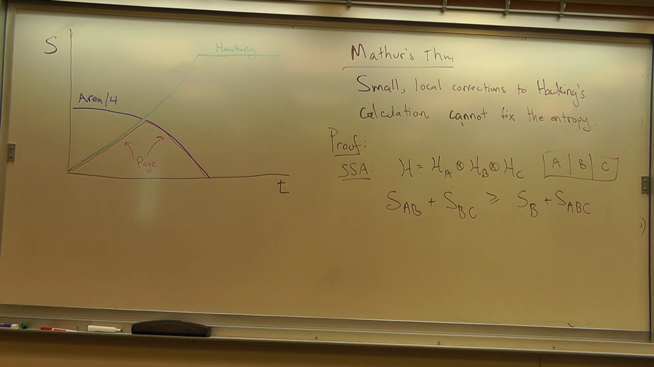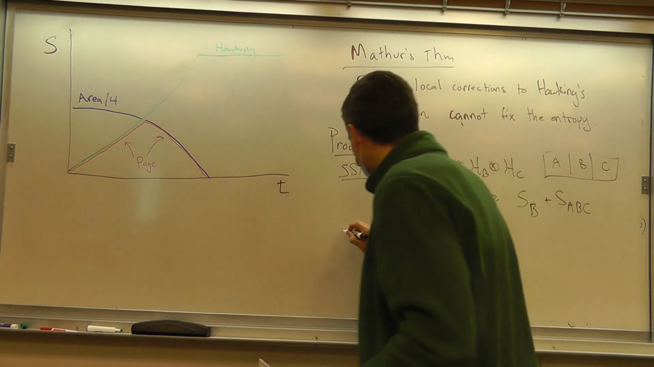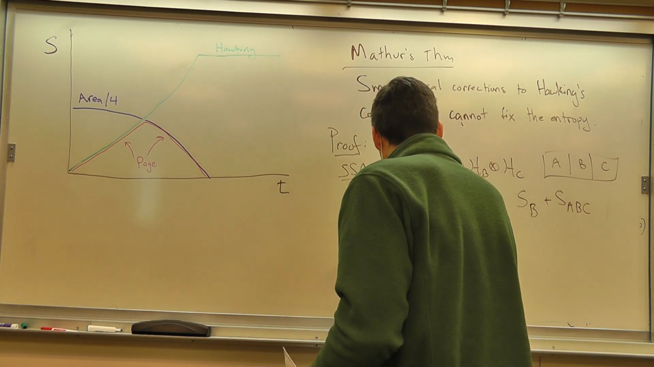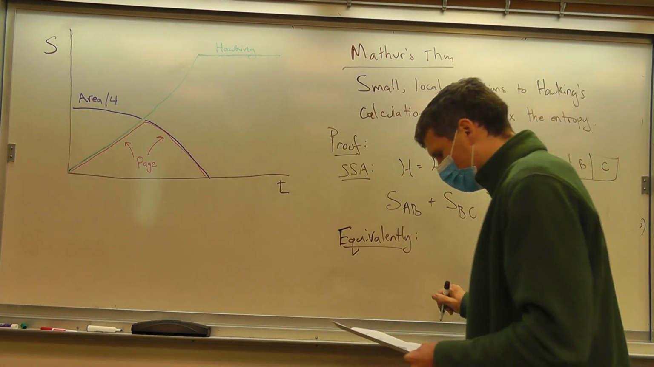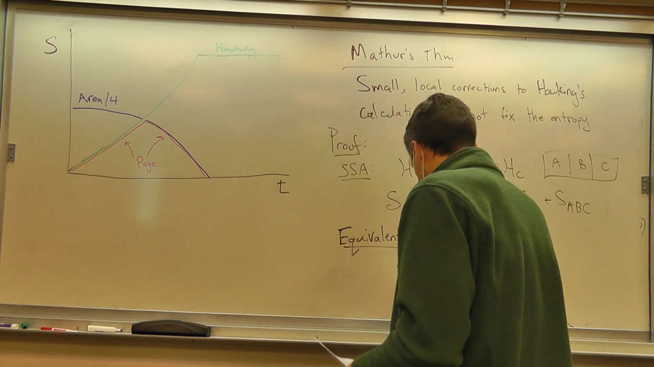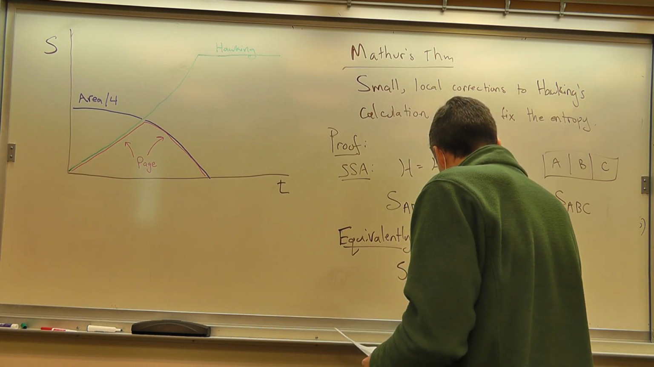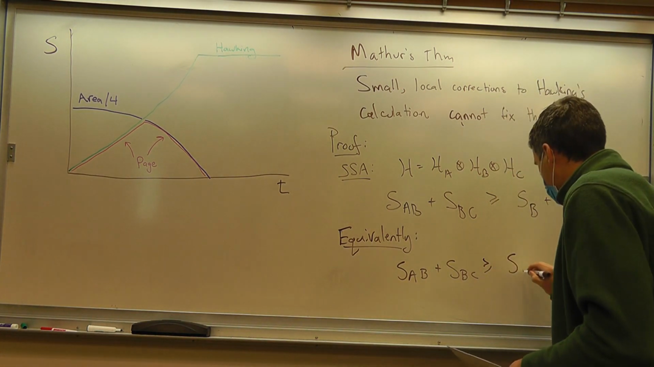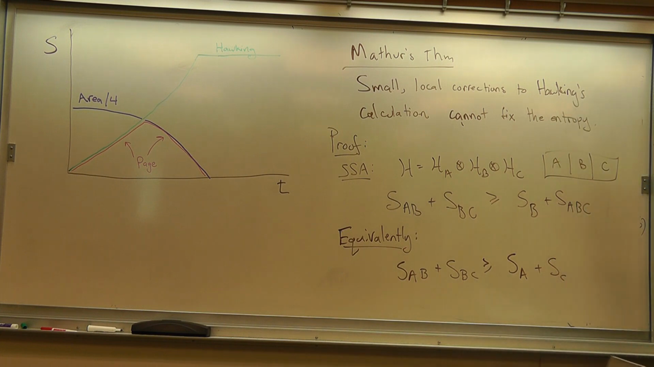But we actually don't want strong subadditivity in this form. We want a different version. So the equivalent version of SSA that we're going to use says that S of AB plus S of BC is greater than or equal to S of A plus S of C. And I'm going to prove in a second that it follows from the first version.